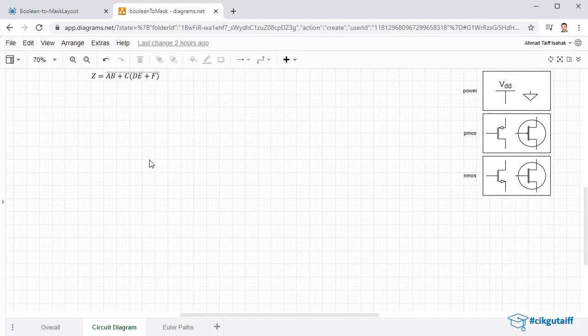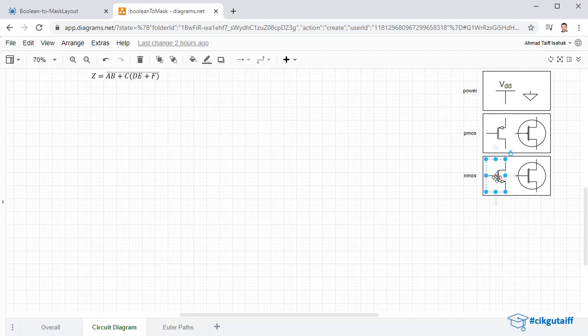So the way we construct our CMOS circuit is we look at the expression without the bar, and we build the NMOS side first. Wherever there's an AND, we connect NMOS transistors in series. Wherever there's an OR, we connect the left and the right side of that OR in parallel. So let's proceed to do that.